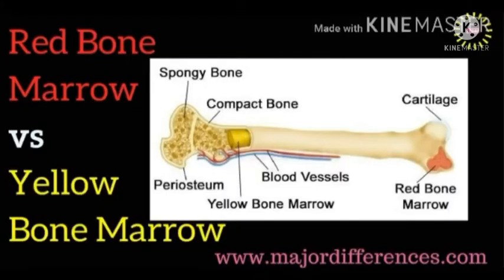There are two types of bone marrow. Red bone marrow produces red blood corpuscles, white blood corpuscles, and platelets. Yellow bone marrow is yellow in color and contains much fatty tissue. It produces blood corpuscles in emergency.